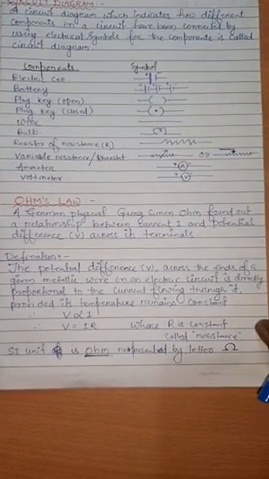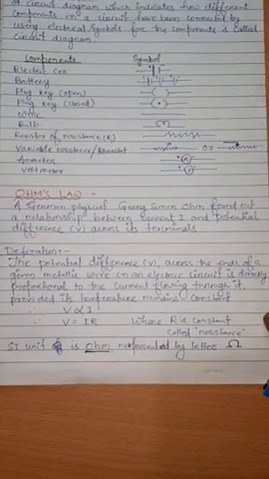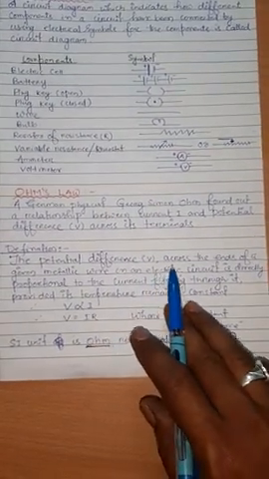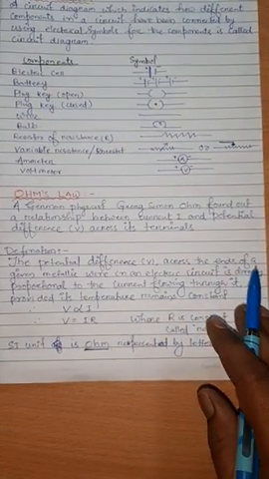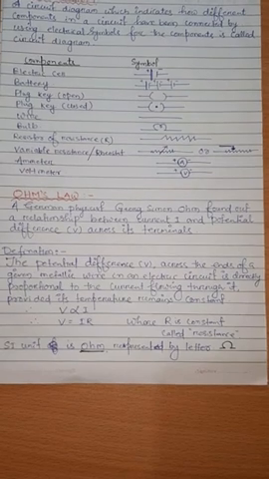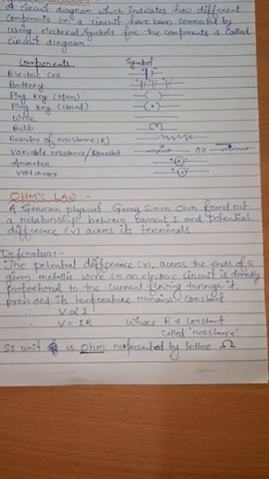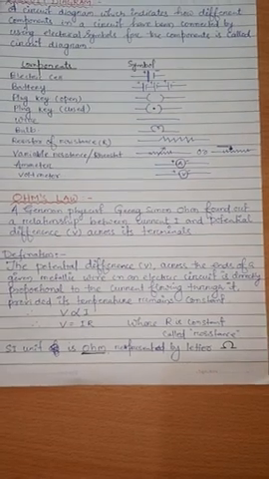So let's find out the definition of Ohm's law. What does Ohm's law say? The potential difference V across the ends of a given metallic wire in an electric circuit is directly proportional to the current flowing through it, provided its temperature remains constant. So this is the definition.